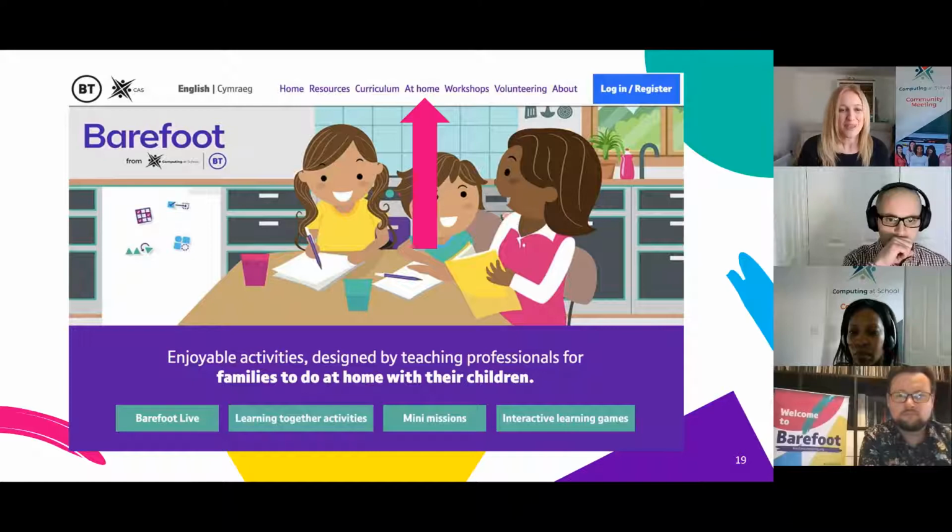And I'm just going to talk through some of the different parts of this site that you can see at the bottom: the Barefoot Live, the Learning Together activities and the mini missions, which are the green tabs along the bottom. And then I'm going to hand over to my colleague Neil, who's going to talk about the interactive learning games and do a demonstration. So let's have a look at the Barefoot Live section first of all.